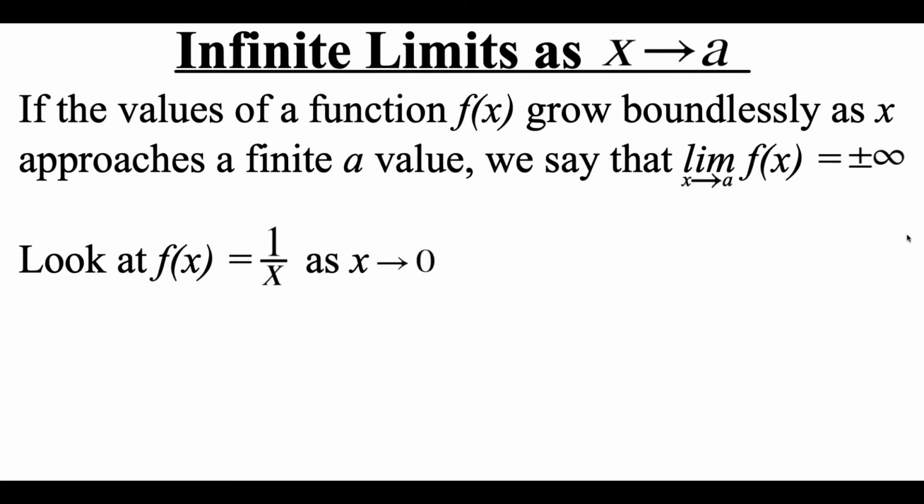So what we're going to do is look at the graph of the function f of x equals 1 over x, and we're going to look at this as x is approaching 0. Now it's not actually safe for us to plug 0 into this function because 0 is not in the domain of this function, since you can't have 0 on the bottom of the fraction. But we're going to look graphically at what happens as we approach 0 from each side.